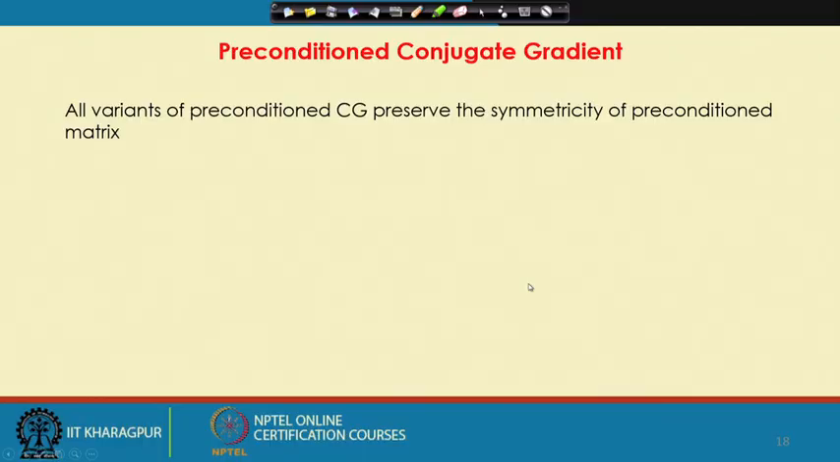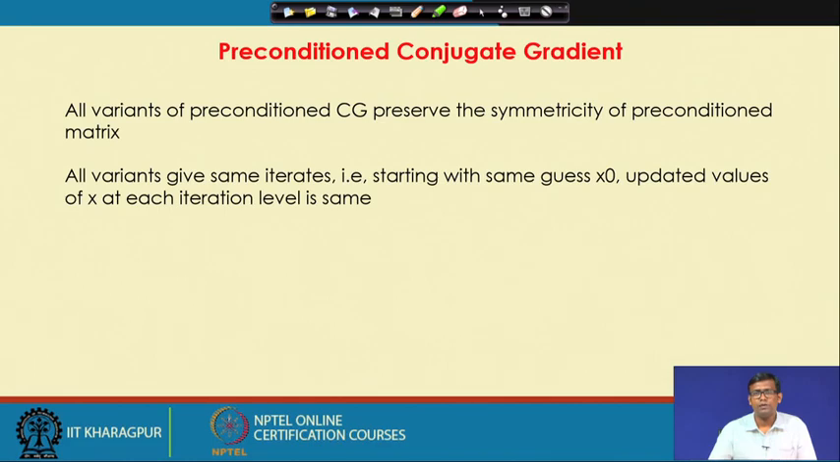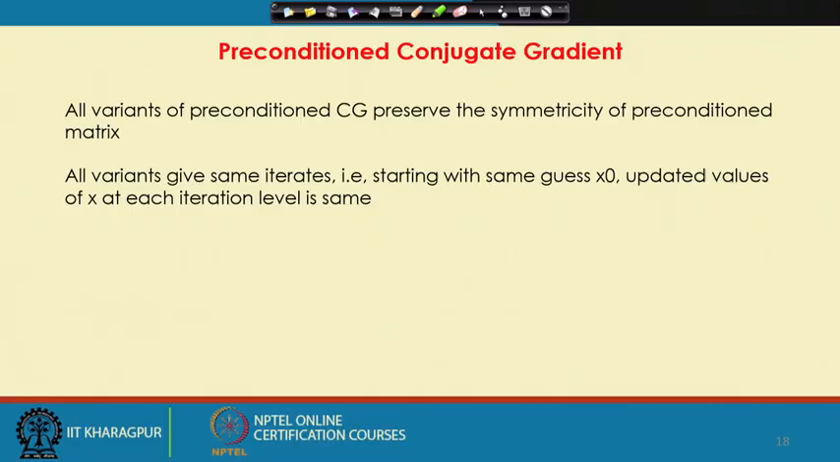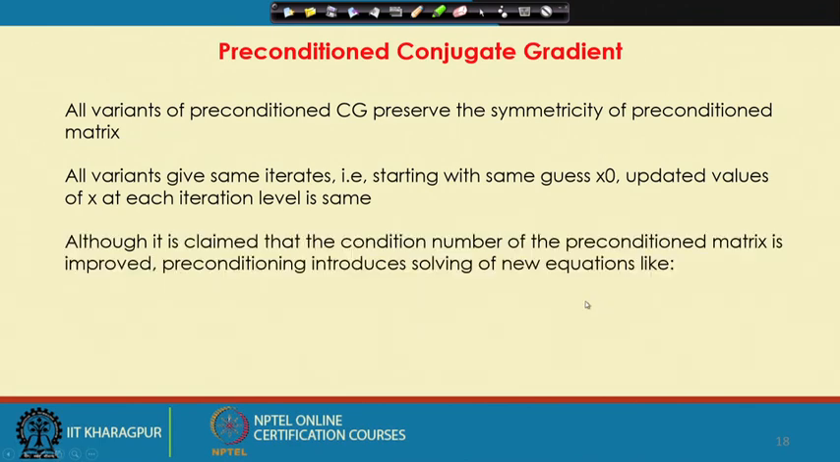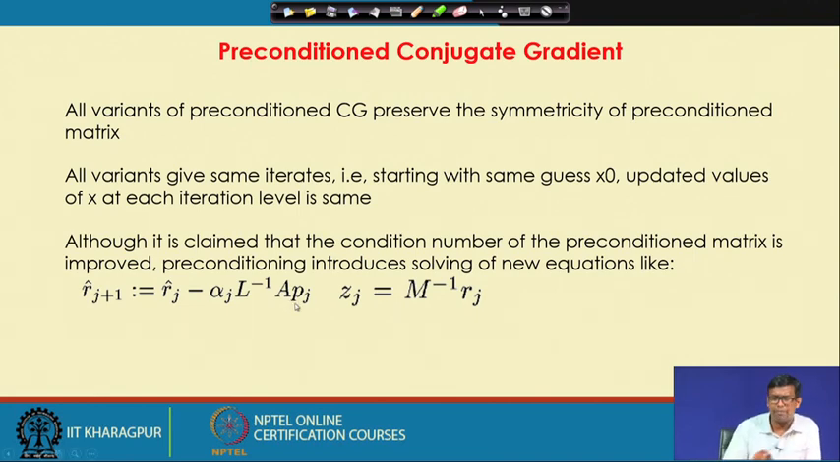All variants of preconditioned CG preserve the symmetry of the preconditioned matrix. All variants give the same iterates. So, we look into split preconditioning, we look into left preconditioning, and even if we think of right preconditioning, the iterates should be the same. That is, starting with the value x 0, the updated value of x at each iteration level must be the same. Although it is claimed that the condition number of the preconditioned matrix improves, the preconditioning introduces new equations like r tilde is equal to L inverse A p j, or z is equal to M inverse r j.